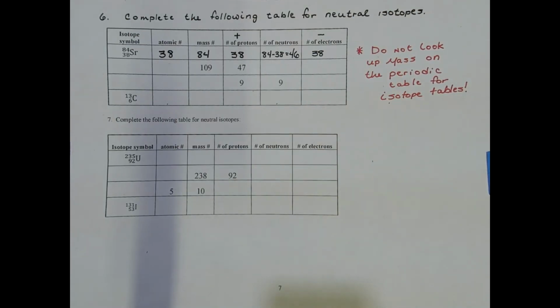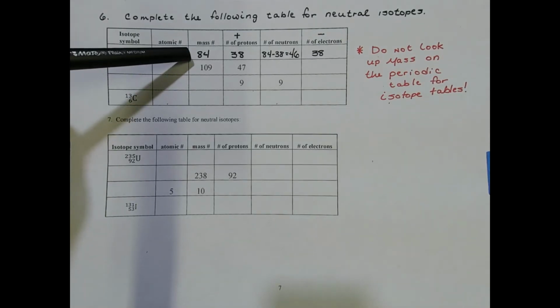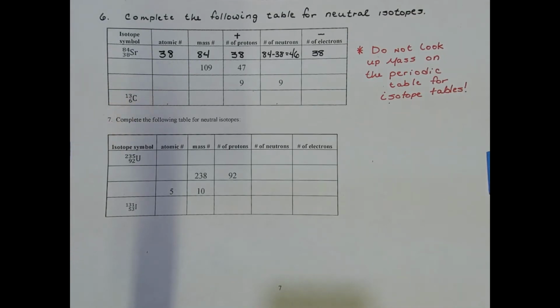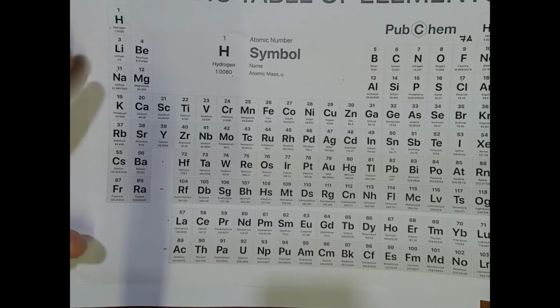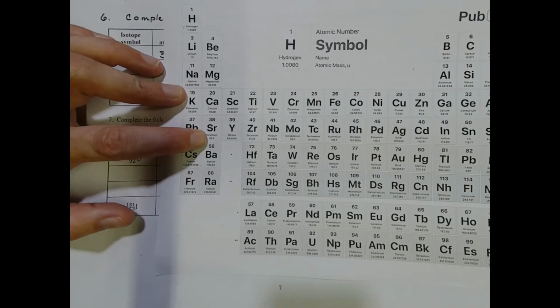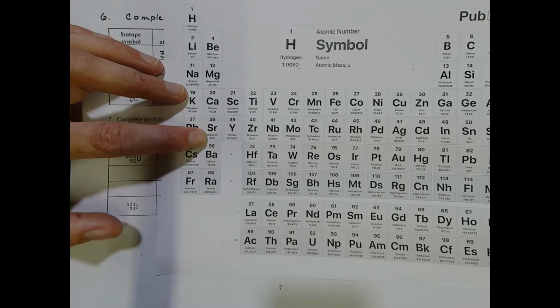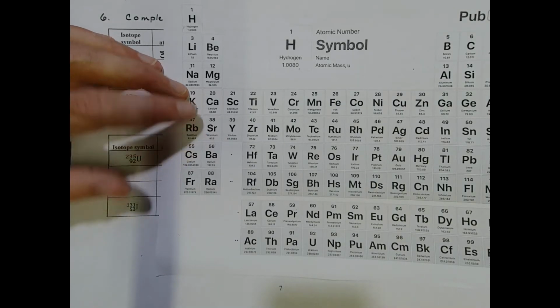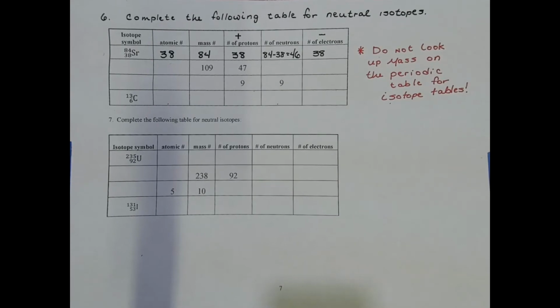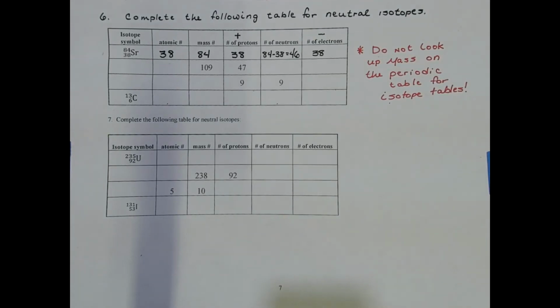Alrighty, I promised to tell you why you shouldn't use the periodic table. So here's our first example, strontium. According to this table, we're looking at an isotope with a mass of 84. If you look up strontium on the periodic table, it has a mass of 87.6. So definitely not a match. And we would have been incorrect if we just grabbed the mass from the periodic table. You're not always incorrect, but again, it's just good practice not to reference the masses on the periodic table when you're doing the isotope tables. Let's do a couple more examples.